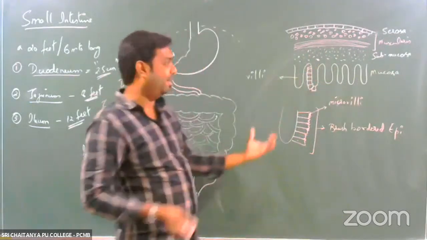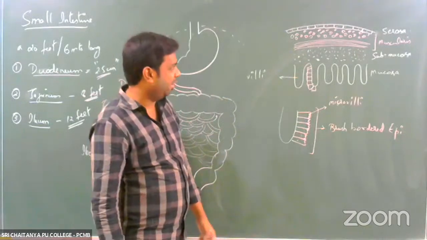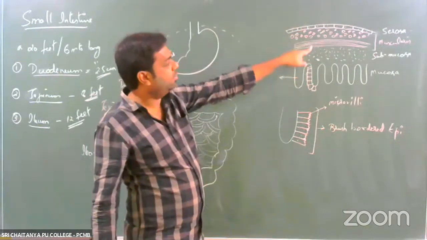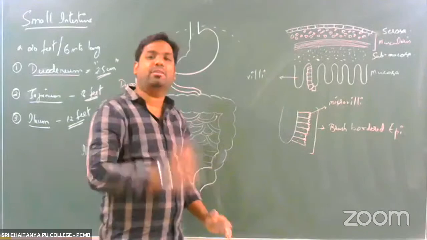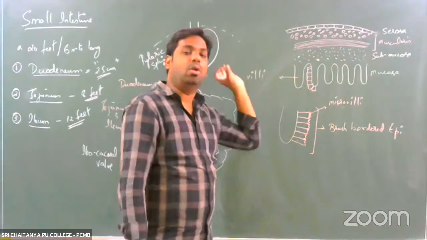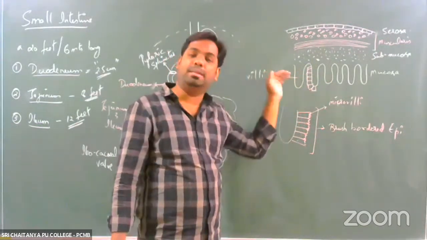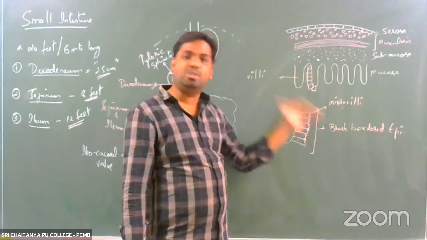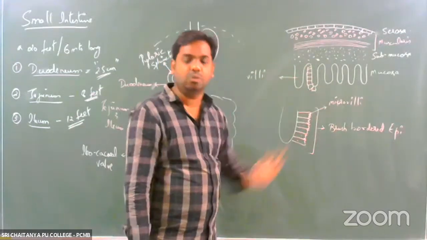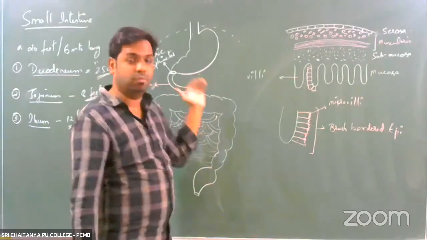So this is what we have in the internal structure of the small intestine: serosa, muscularis, submucosa and mucosa. The characteristic feature is that the mucosa is thrown into folds, which are called villi. And on the villi there are microvilli, which are the brush bordered epithelial cells. So this is the internal structure of the small intestine.